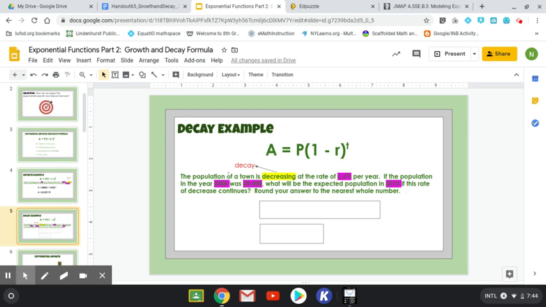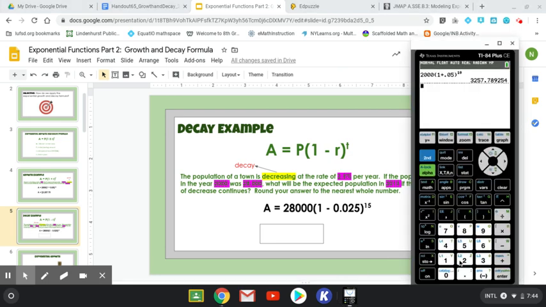It's telling you about the population of a town decreasing. They're saying the population starts at 28,000 in the year 2000. We want to find the population in 2015. So you have to realize that that is a difference of 15 years for our time. So when we plug it into the formula, we are using 15 for T. Remember to move the decimal twice to the left when you change your percent to a decimal. And this is how we plug it in.